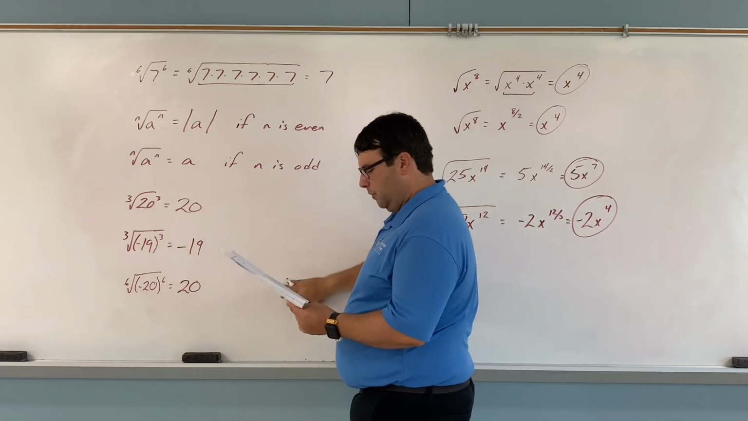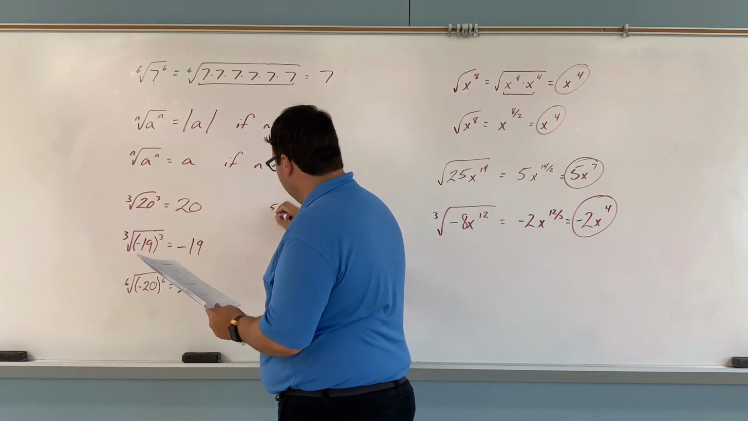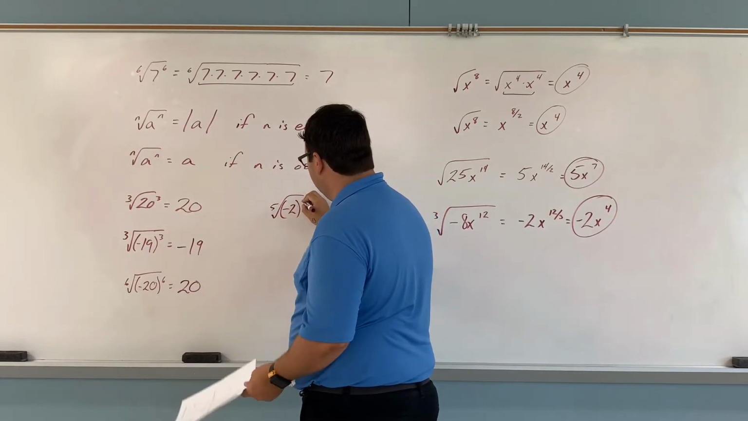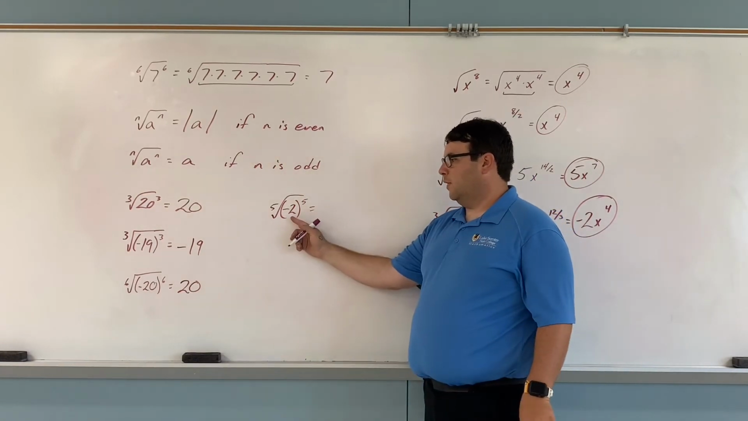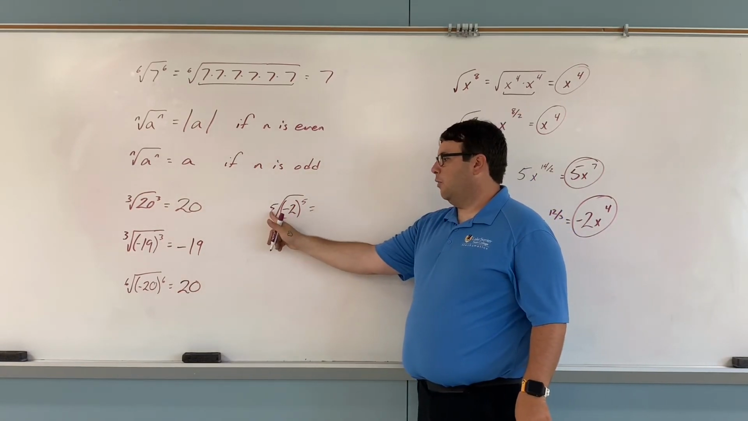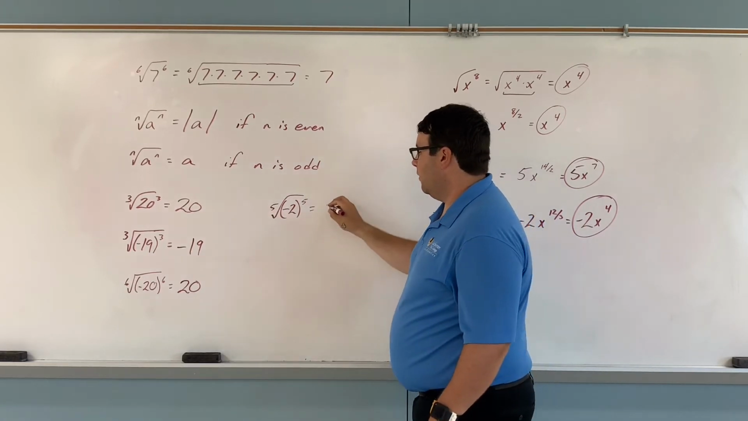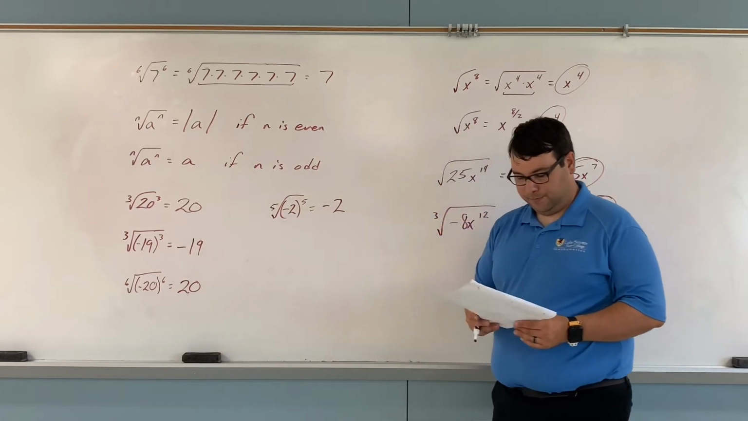Excellent. Let's try another one. I got plenty of room, so I'm just going to work them right here. So let's do the 5th root of negative 2 to the 5th. My base value is negative 2. I am dealing with an odd root index. And so I can say that my end result here is -2.